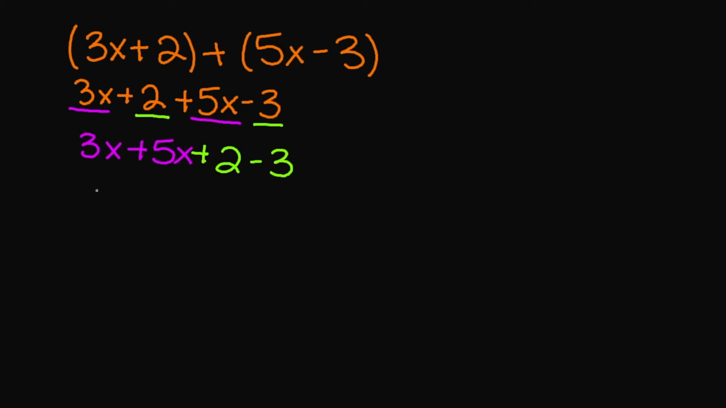Now that I grouped my like terms next to each other, I'm actually going to combine my like terms. So we have 3x plus 5x. This is going to give us 8x. And then we have 2 minus 3. This is going to give us a negative 1. Since I cannot simplify any further, my final answer is 8x minus 1.